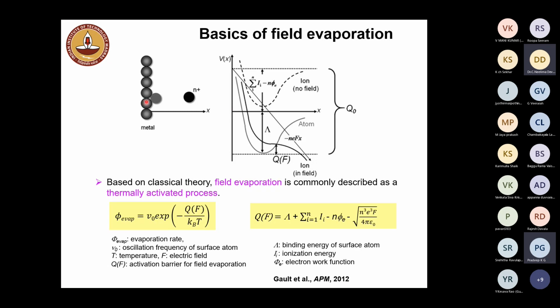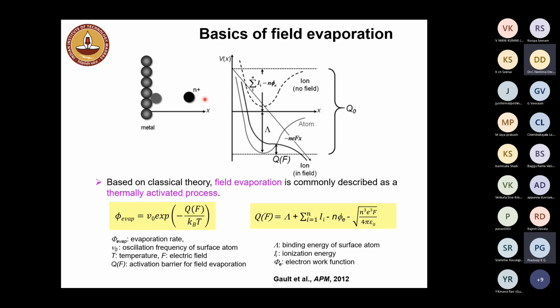But now you want to move this away from the nearest neighbor distance. In an ideal condition, that means in an equilibrium condition where no external field is applied, you can see Q naught represents the activation energy required for an atom to move from an ideal position to a distance away from this atom position. That means Q naught is a significant amount of energy we need to apply to the atom so that it can move away.